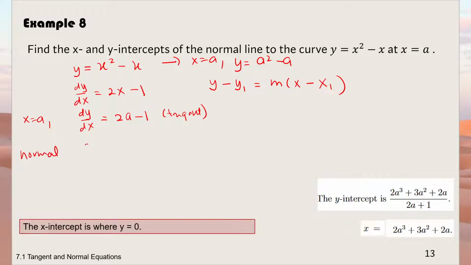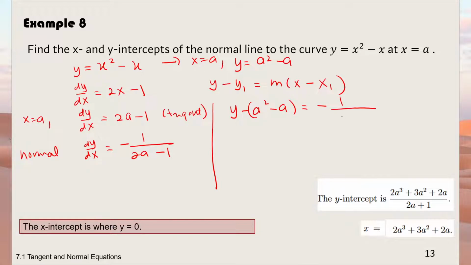So for the normal, my dy/dx will become negative 1 over (2a minus 1). So now I have y minus (a squared minus a) equals negative 1 over (2a minus 1), and then times (x minus a). So now this one actually is my normal line. This is my normal line.